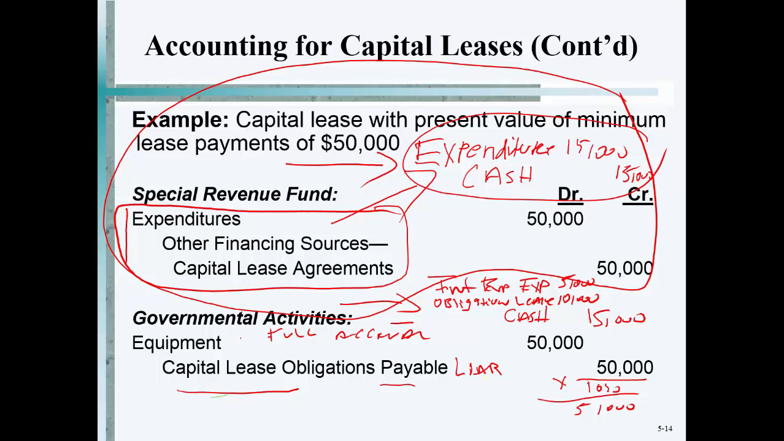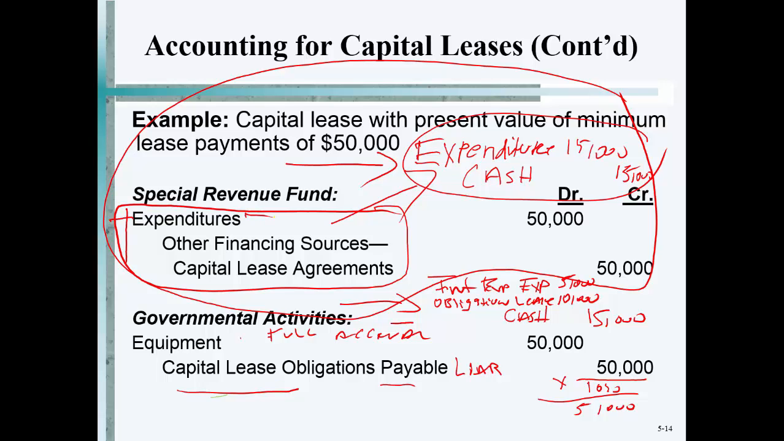Okay, so you're going to go ahead and you're going to do what? You're going to set up the equipment for the present value of minimum lease payments. You're going to set up the liability for the present value of minimum lease payments, just like you probably learned from Professor Duke, right? With me so far? Okay. Now, in government, when we have bought equipment, what have we done in the governmental funds? Under modified accrual, we debit expenditures, haven't we?